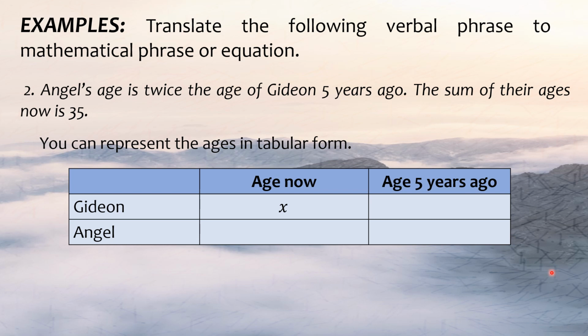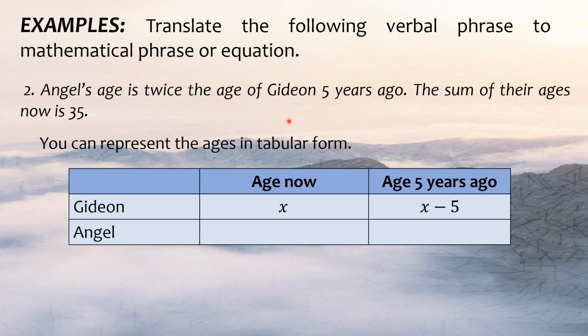So, paano natin yun i-apply sa mathematical equation? So, gagamitin natin yung minus 5 since ang nakalagay dyan is years ago. So, yung x is subtracted by or to 5. So, magiging x minus 5. So, proceed naman tayo kay Angel. Sabi dyan, Angel's age is twice the age of Gideon 5 years ago.